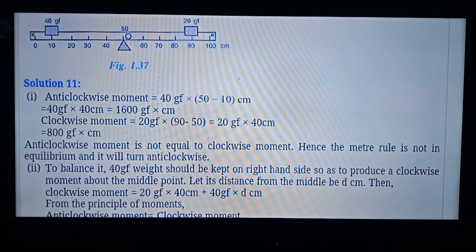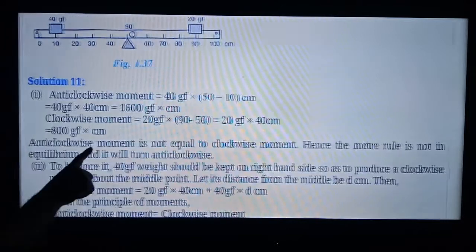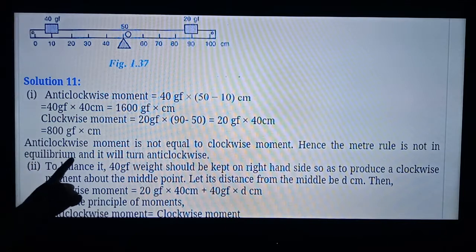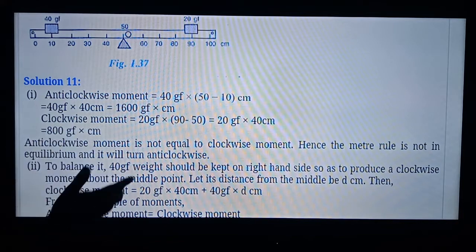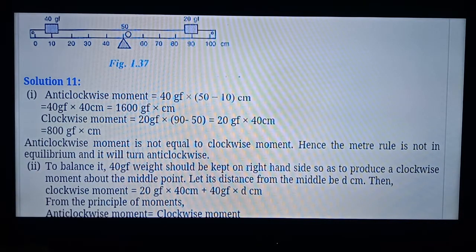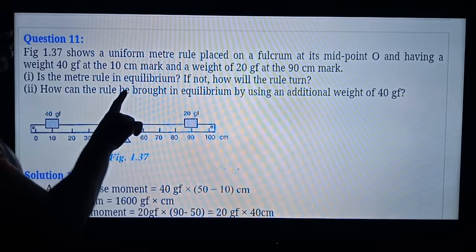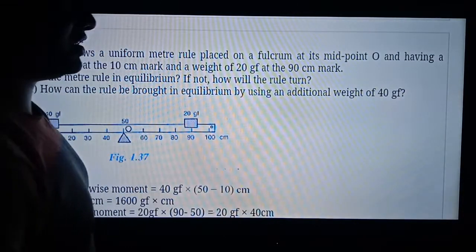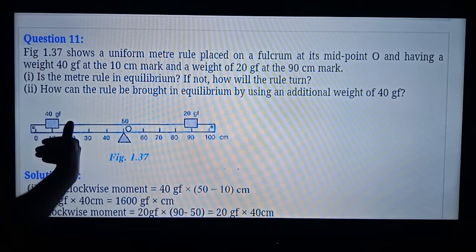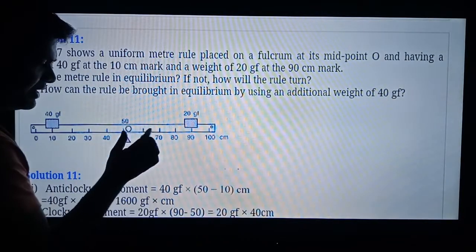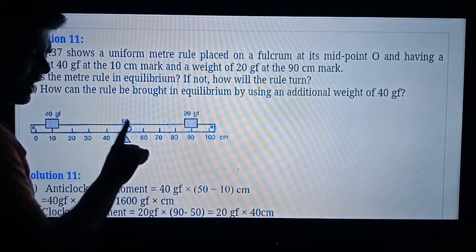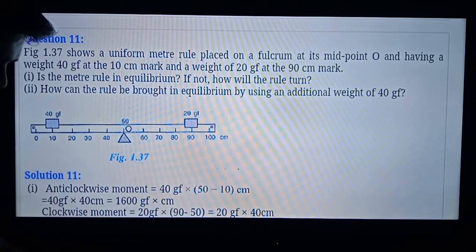So anti-clockwise moment is not equal to the clockwise moment, hence the meter rule is not in equilibrium and it will turn anti-clockwise. Now the second part, to balance it. See the second part. How can the rule be brought in equilibrium by using an additional weight of 40 GF? Because this moment is greater, this 40 GF must be placed to this side, anywhere from the point of pivot, to balance the rod. Let's see.